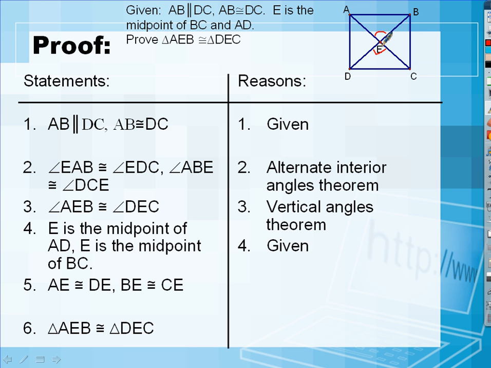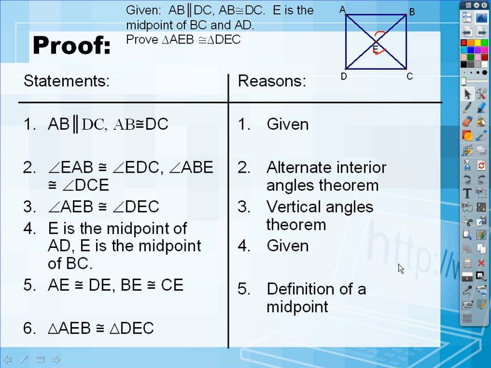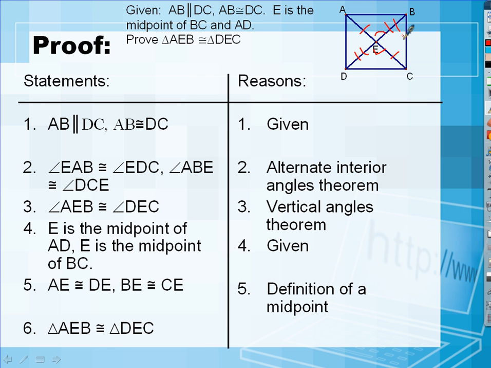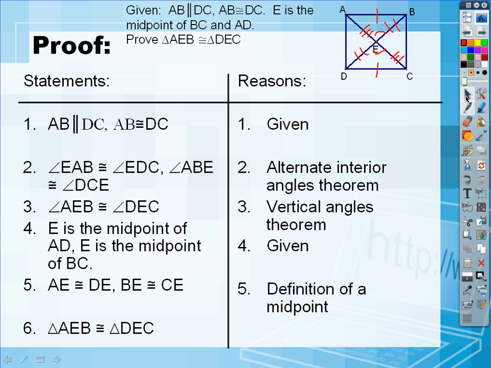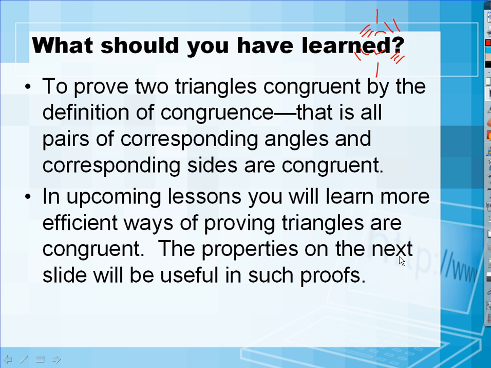Well, if we know that E is the midpoint, you guys told me that means those are congruent and those are congruent, right? And this was given to us as being congruent. So we got it. Then we got all the sides and all the angles congruent. So by the definition of congruence.